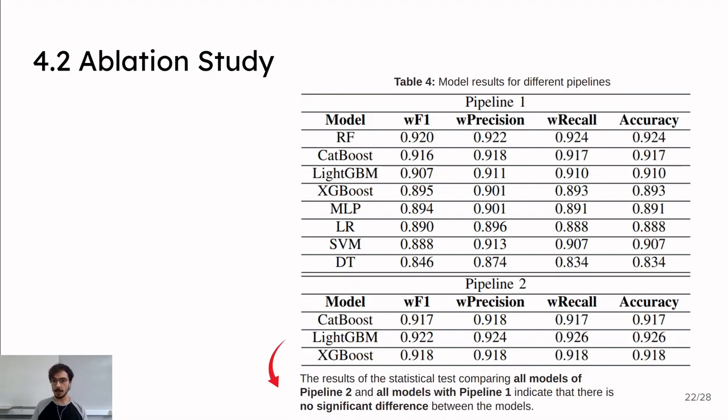LightGBM, CatBoost, and XGBoost perform similarly to the models without preprocessing. Notably, the best preprocessed model, in this case RF, showed no significant difference from the best non-preprocessed model, in this case LightGBM. This study highlights the significance of a non-preprocessed model, given that this approach simplifies implementation.